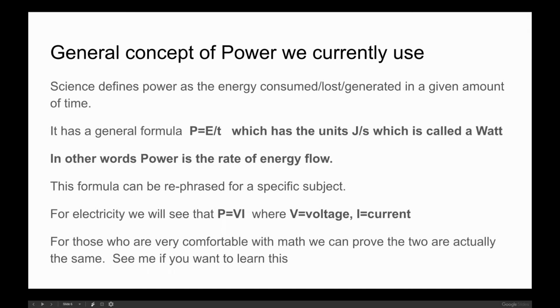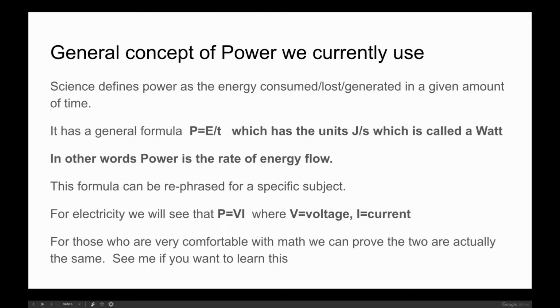Let's go back to the general concept of power as we generally use it. Science defines power as the energy consumed, lost, or generated in a given amount of time. It has the general formula of power equals energy over time, which has the units joule per second, which we unfortunately have nicknamed the watt, and herein lies a significant problem. In other words, power is the rate of energy flow, but the fact that we've nicknamed it a watt leads most people to think a watt is a total.